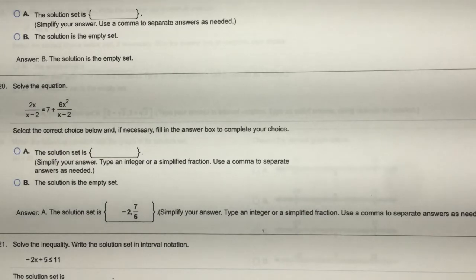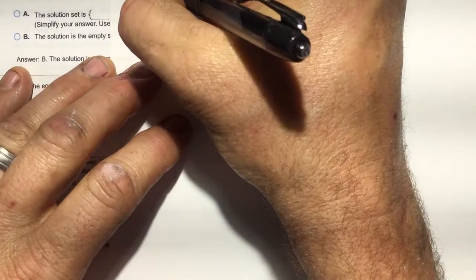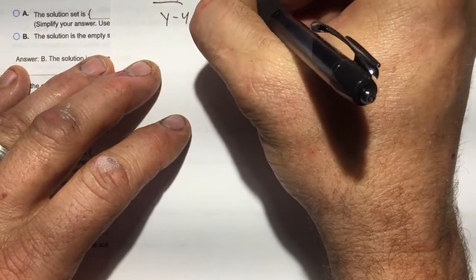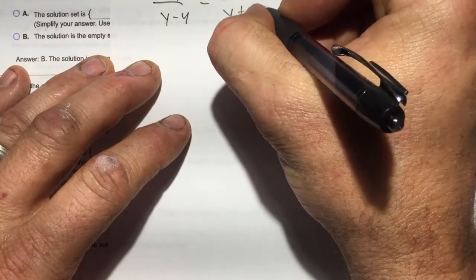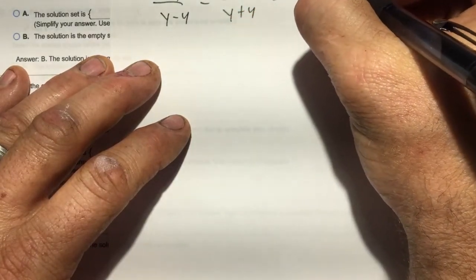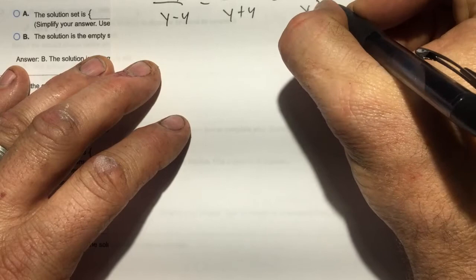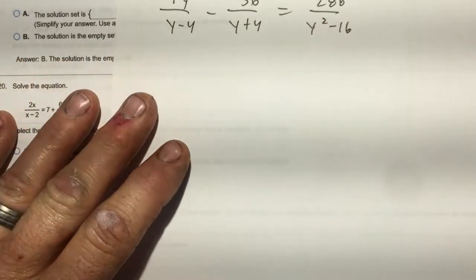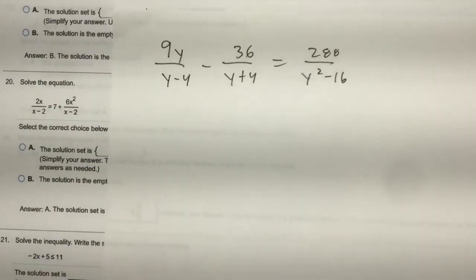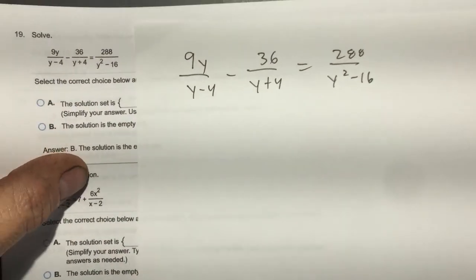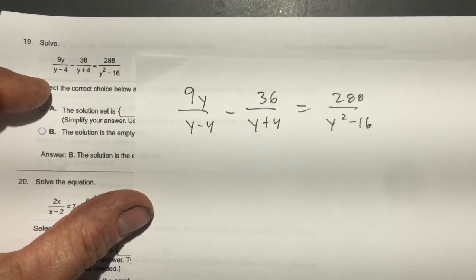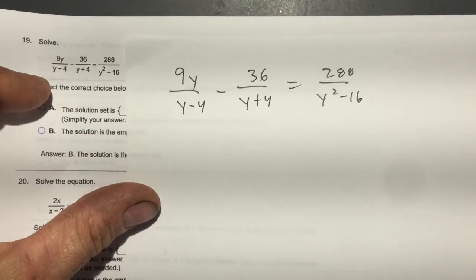All right, solve this. Okay. We've got 9y over y minus 4 minus 36 over y plus 4 equals 288 over y squared minus 16. All right, we've got to get, oops. Pull the whole thing down here, man. It's getting off the screen. Sorry about that.